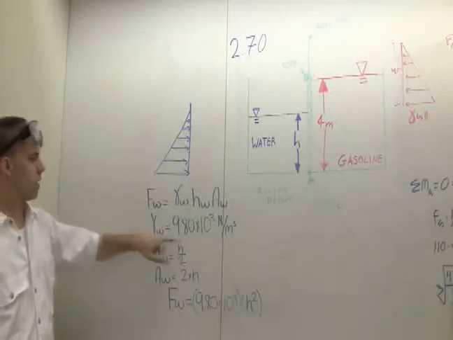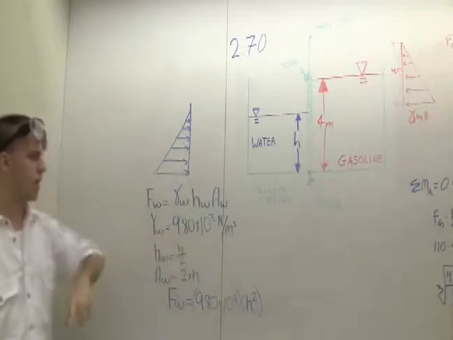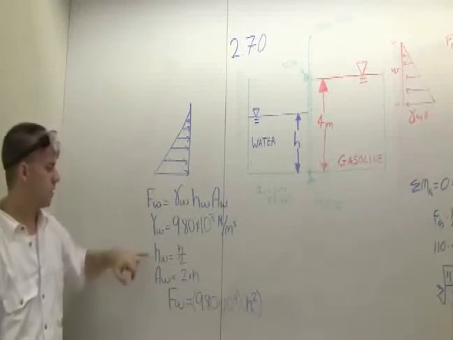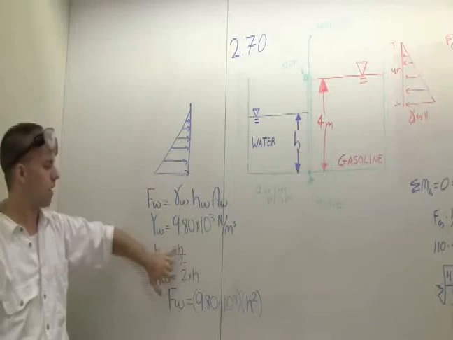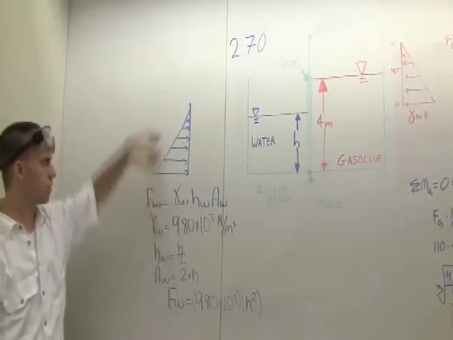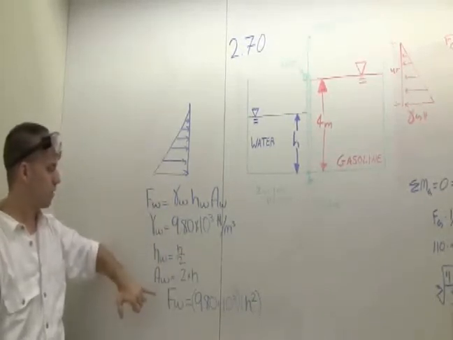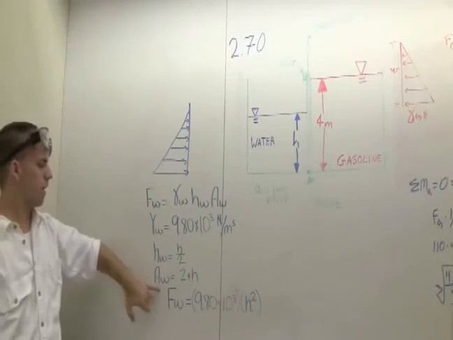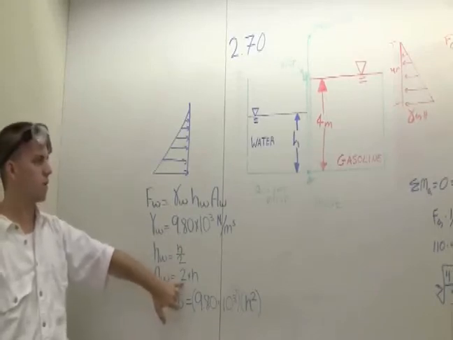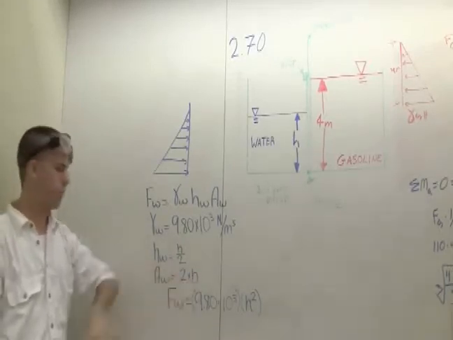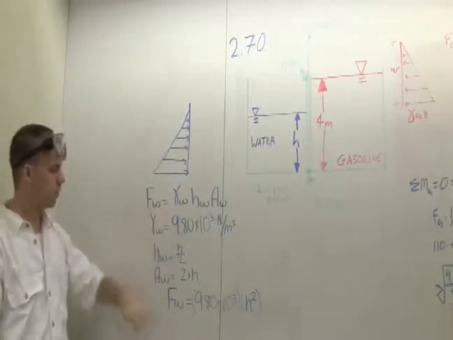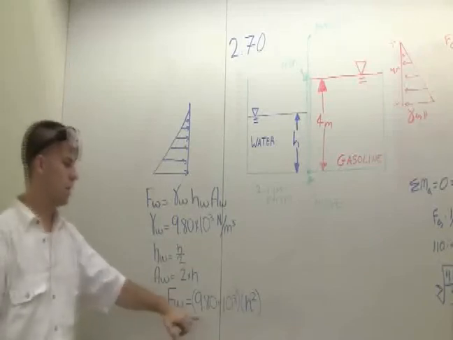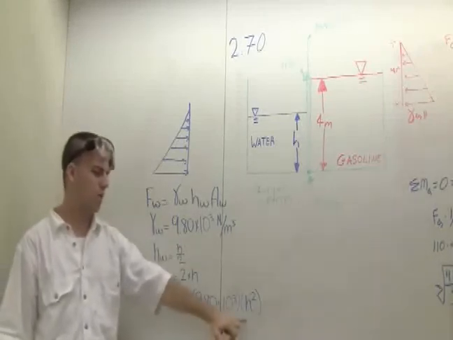So we know that gamma is 9.8 kilonewton per meter cubed. The height of the water ends up being the total height over 2 because of the formula for our triangle here. And the area is 2 meters into the page times the height of the water. When you put these three into here, you find out that the force of the water is 9.8 times h squared.